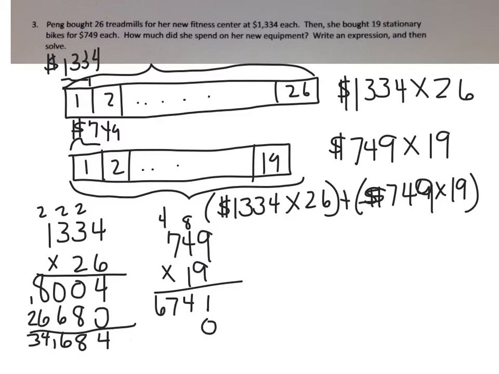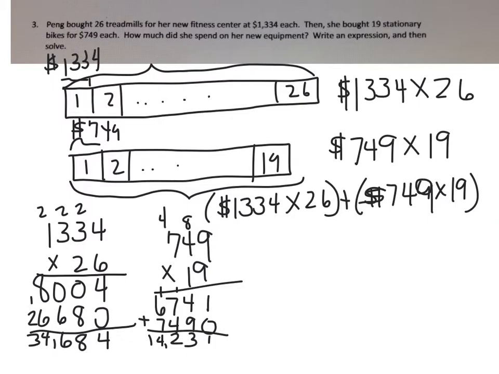I put down my placeholder. 1 times 9 is 9. 1 times 4 is 4. 1 times 7 is 7. I add those together, and for the bicycles I have 14,231. Now, according to my expression here, I need to add those two figures together.